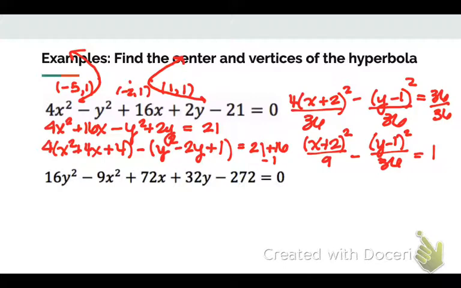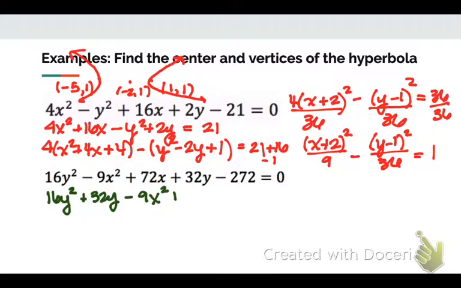So for our second example here, 16y squared minus 9x squared plus 72x minus 32y minus 272. Again, what we're thinking about is I've got to start to group some terms together. And I'm going to put the 16 out in the front because it's positive. The 9 currently is negative.